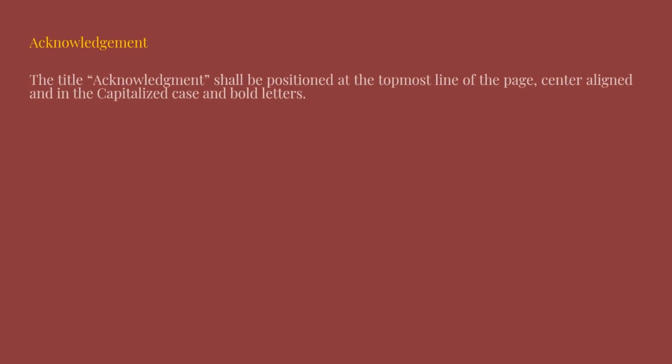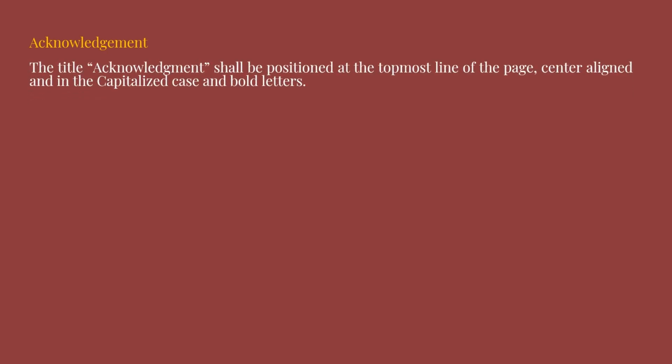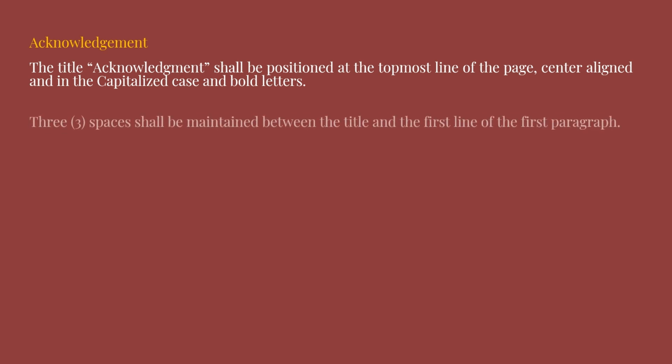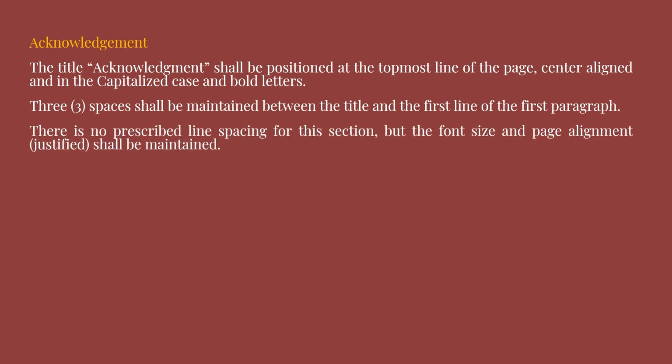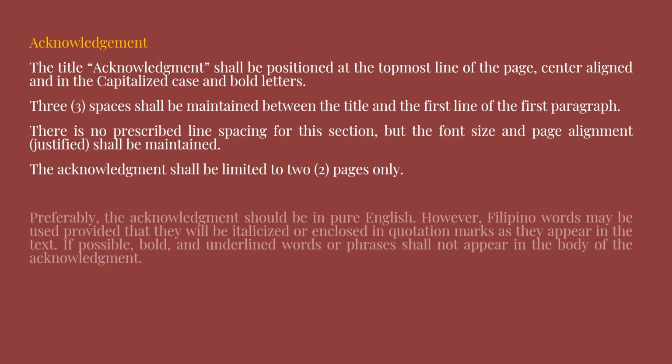The acknowledgement is also not a requirement for the proposal writing, that is a requirement for the final paper. So the title acknowledgement shall be positioned also at the topmost line of the page, similar to the abstract. Three spaces shall be maintained between the title, acknowledgement, and the first line of the first paragraph. There's no prescribed line spacing for this section, but the font size and page alignment shall be maintained. The acknowledgement should also be limited to 2 pages only.